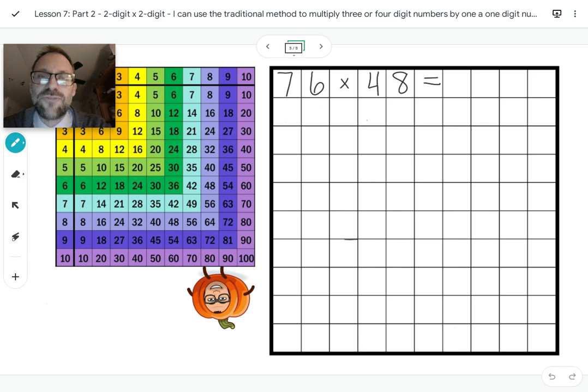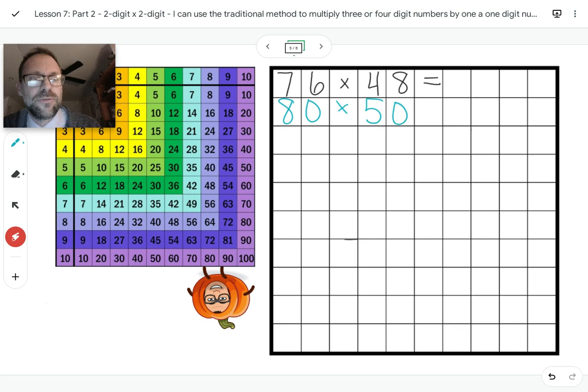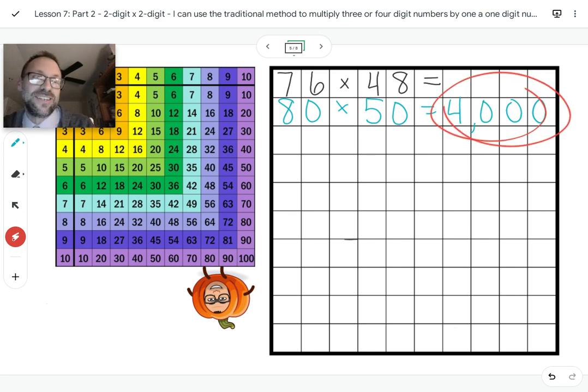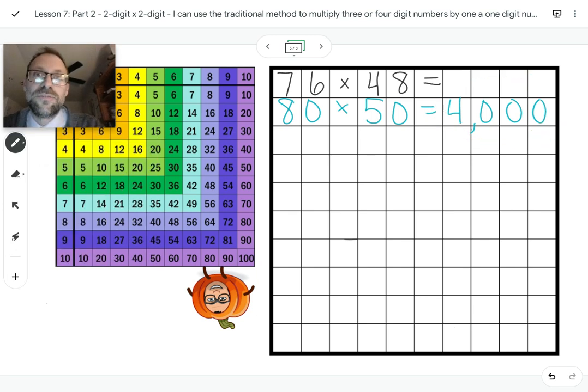All right. Let's round 76 to 80. And let's round 48 to, say, 50. That looks good, huh? And now we'll solve this extended multiplication fact in order to estimate: 8 times 5, that is 40. And then we count up our zeros. We have 2 total zeros in the factors, so 2 more zeros in the product. We have 4,000. When we're done multiplying these two numbers together, we should get a product that's in the ballpark of 4,000. So let's go on to the next step.